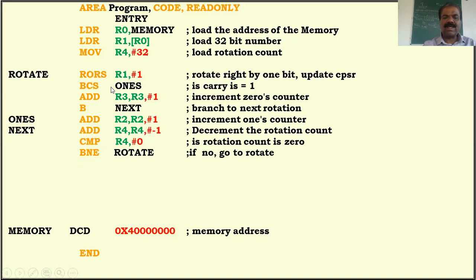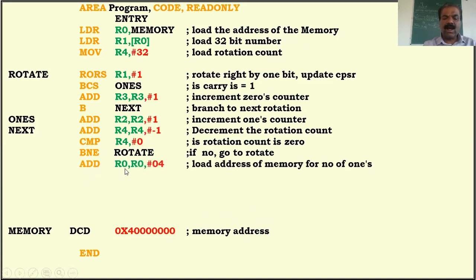If carry flag is set, then increment R2 by 1. Otherwise increment R3. We are using R3 for 0 counter, R2 for 1's counter. Then suppose all 32 bits are over, means finally R4 becomes 0. It comes out of the loop.